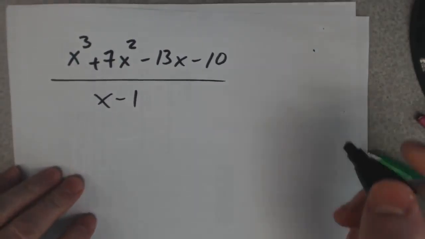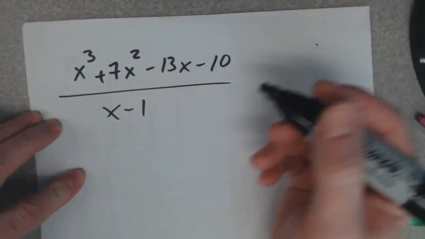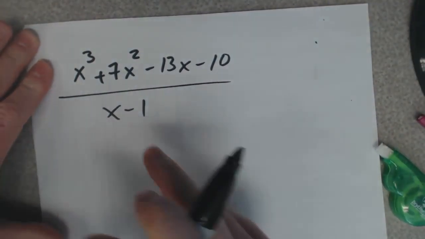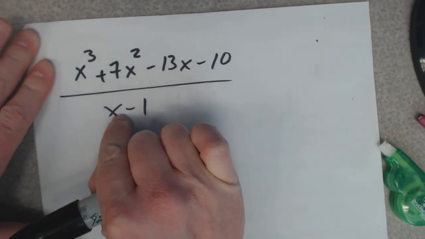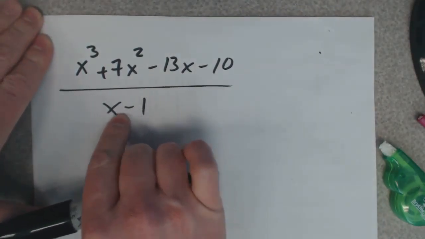This particular example says you need to use synthetic division. So if you use synthetic division to divide this, the reason why you can use synthetic division is because it's a plain old x minus 1.